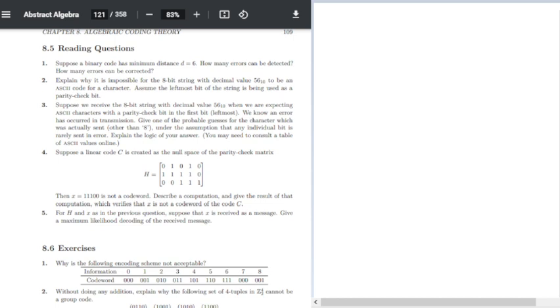Okay. Suppose it has a minimum distance of 6. Just how many errors can be detected, and how many errors can be corrected? So we can detect errors up to 5. We can only correct errors up to either 3 or 2. Let me double check what that is.